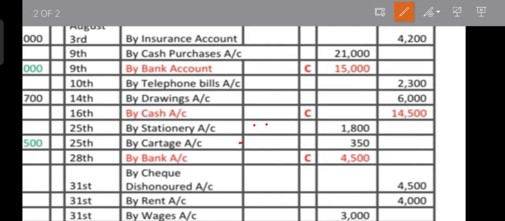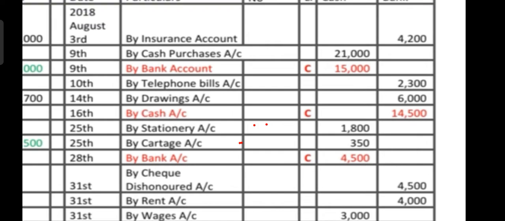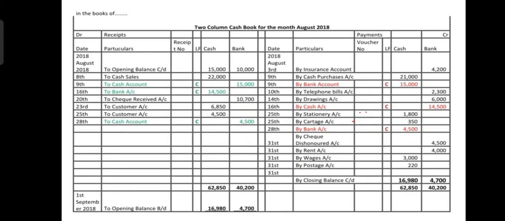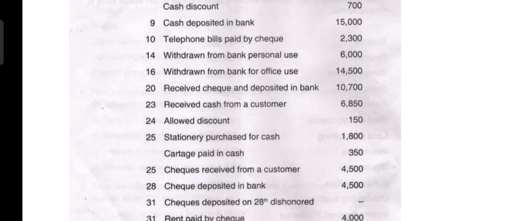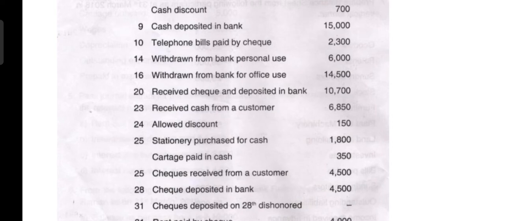Let's go back to the problem. This happened on the 10th. Now the next date is the 14th. Withdrawn from bank for personal use.